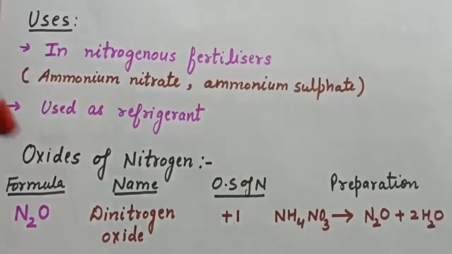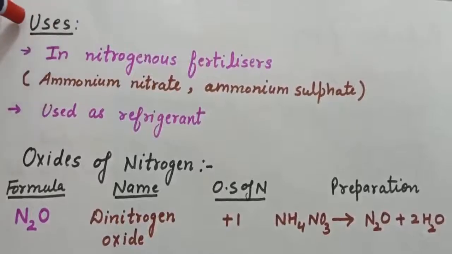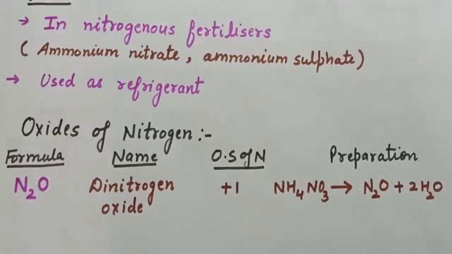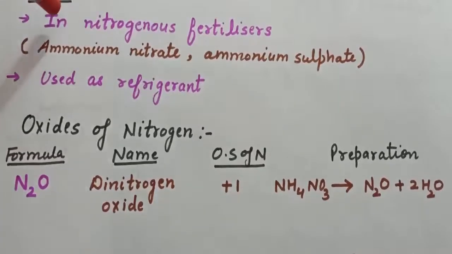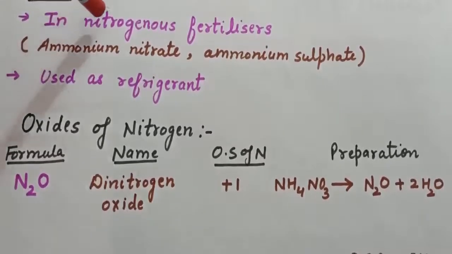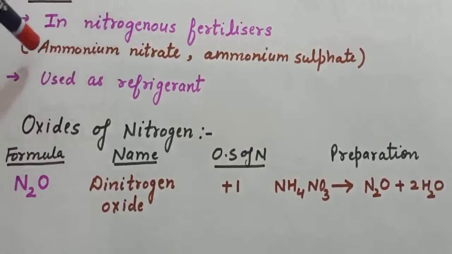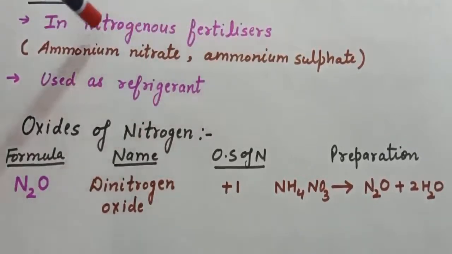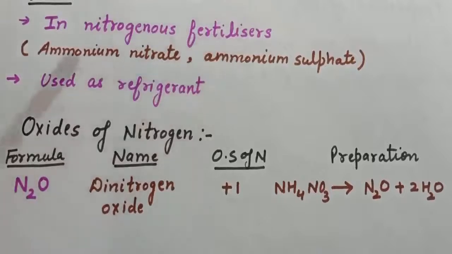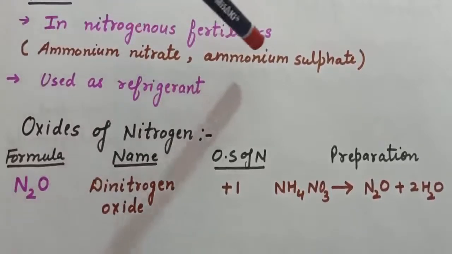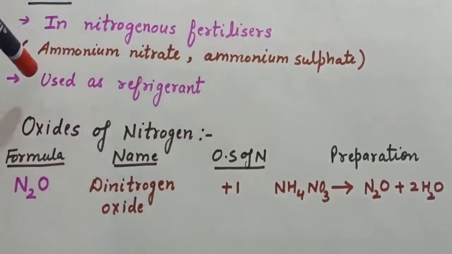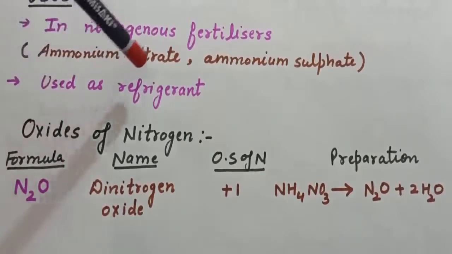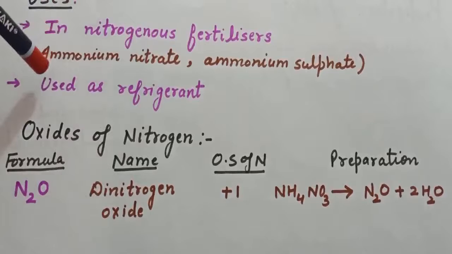So these are the properties of ammonia. Now next is uses of ammonia. So first use is it is used in making nitrogenous fertilizers, that is, ammonium nitrate, ammonium sulfate, which are the examples of nitrogenous fertilizers. So ammonia is used in making these fertilizers. Next is, it is also used as a refrigerant, that is liquid ammonia is used as a refrigerant. So these are the uses of ammonia.